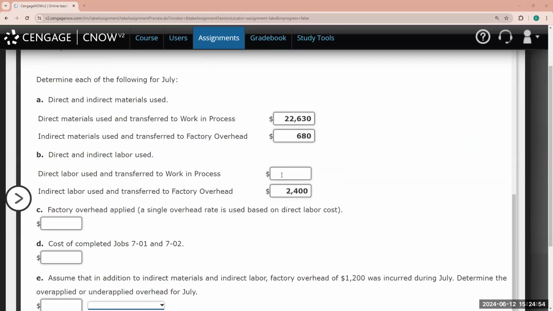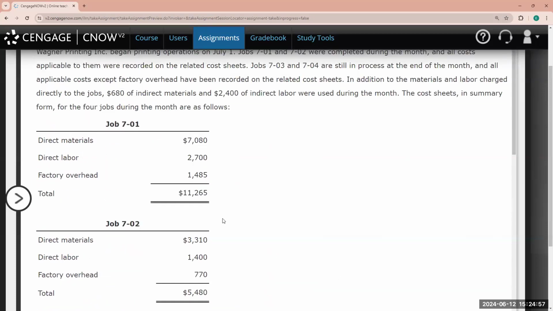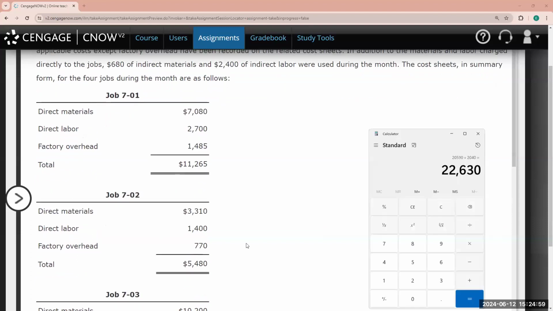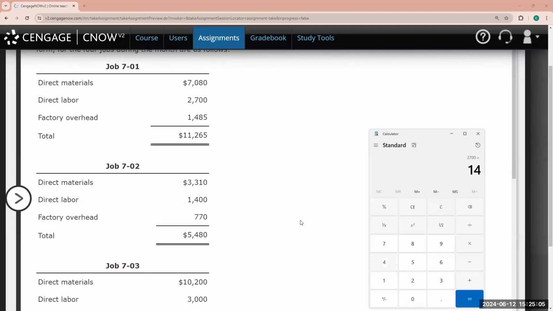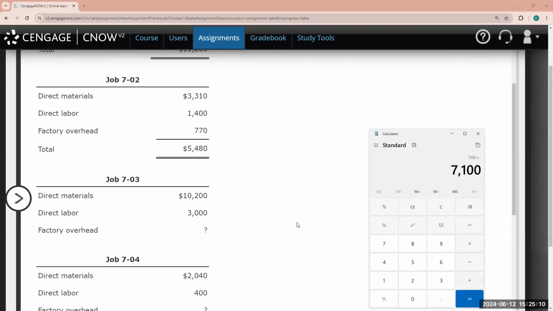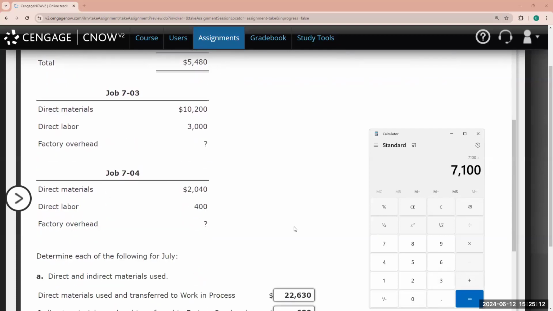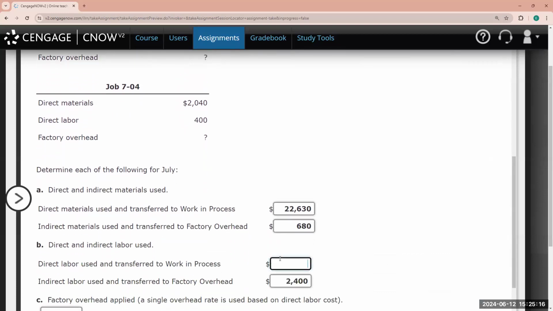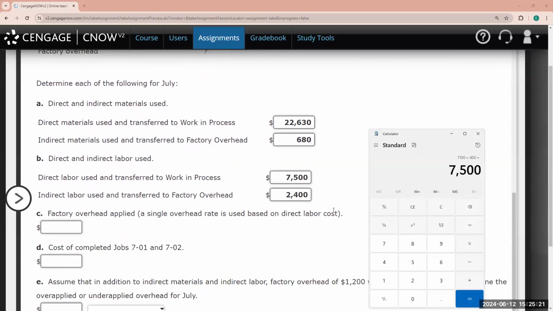So now the next step is to determine the direct labor. We do the same thing. We add our direct labor for each job. For job 1, it's 2,700. Job 2, 1,400. Job 3, 3,000. And job 4, 400. So we have total direct labor of $7,500. Now part C is asking us, what is the factory overhead applied?